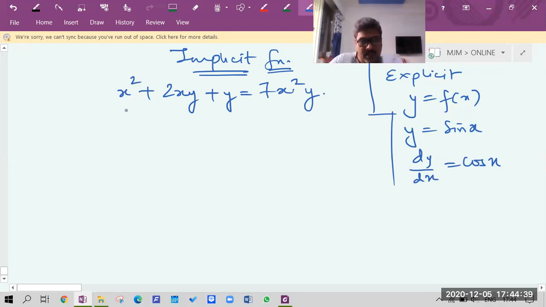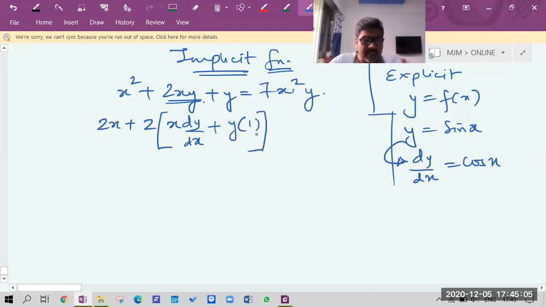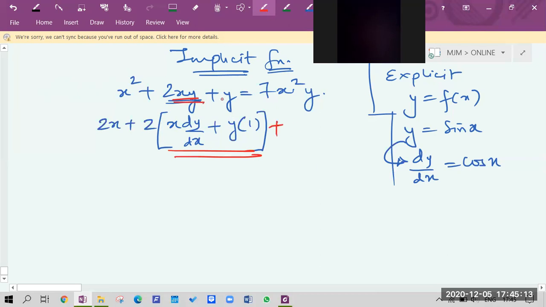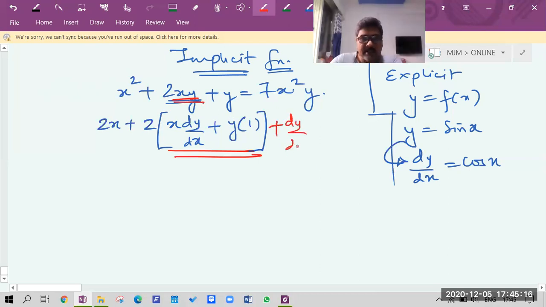Okay, how do you start? So I start differentiating this. So x square ka derivative, we know it's 2x. Now this 2xy, 2 is a constant. I keep it aside. xy acts as a UV thing, product rule. So x into derivative of y is dy by dx, as we already write. See this, derivative of y is dy by dx plus y into x ka derivative is 1. Do you understand this? This is the derivative of this xy thing, right? Then derivative of y becomes dy by dx.